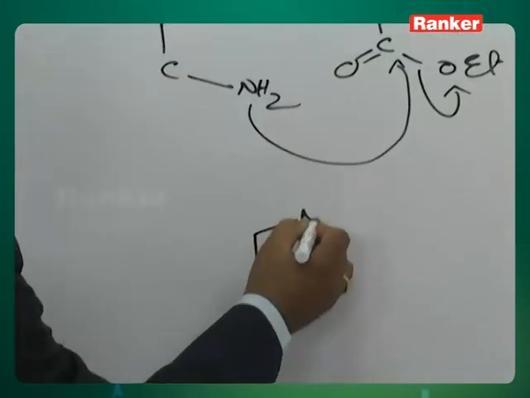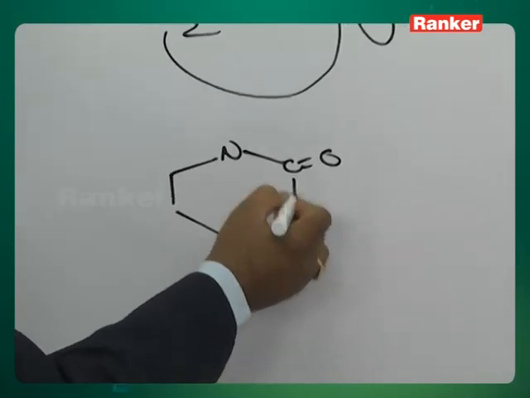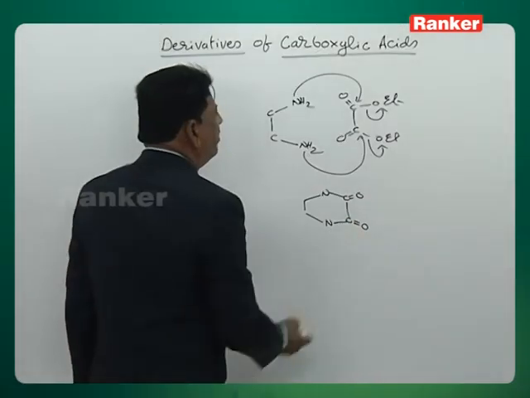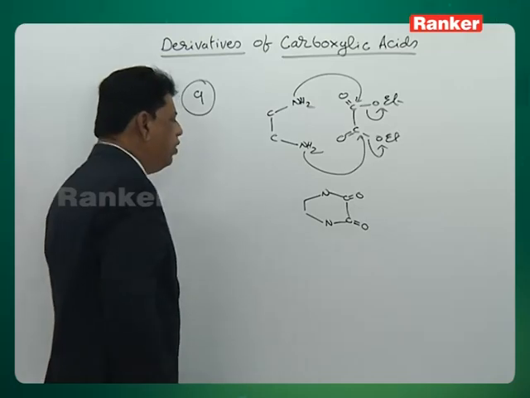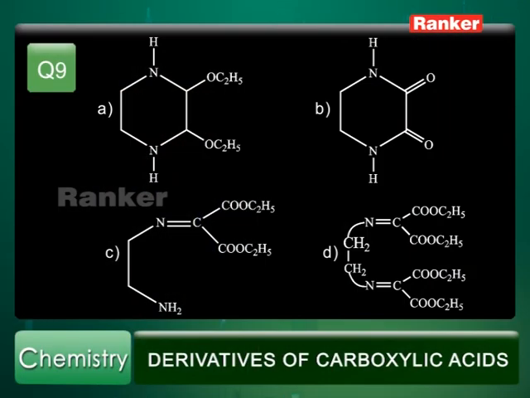As a result, you will get a diamide. Within the compound, you will get a diamide formation. Both ethoxy groups will go out. A cyclic diamide is formed. That is nothing but option B, which is the right answer.